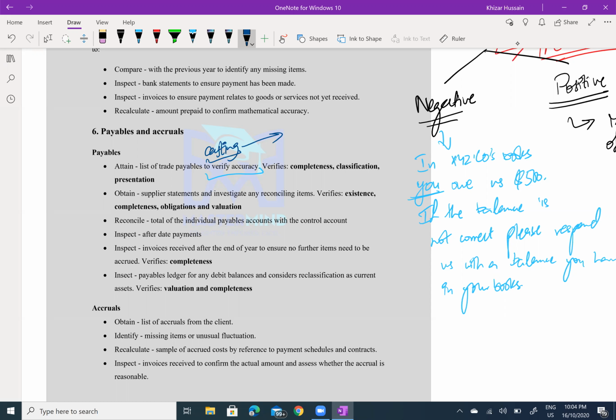Obtain supplier statements, investigate and reconcile the items, which I already told you earlier. Reconcile the total of the individual payables accounts with the control account. This is a very important procedure because the total of the individual payables accounts should match your control accounts. All right. Inspect after date payments. That means after year end.